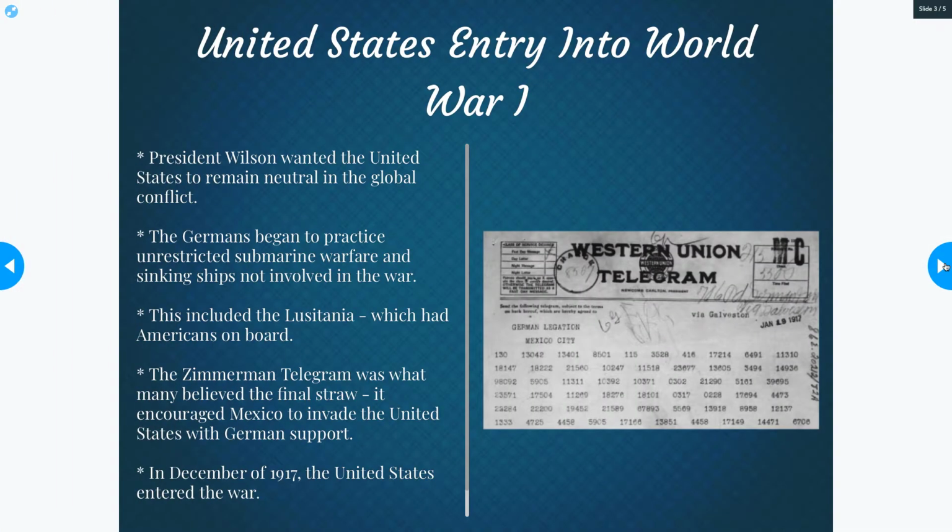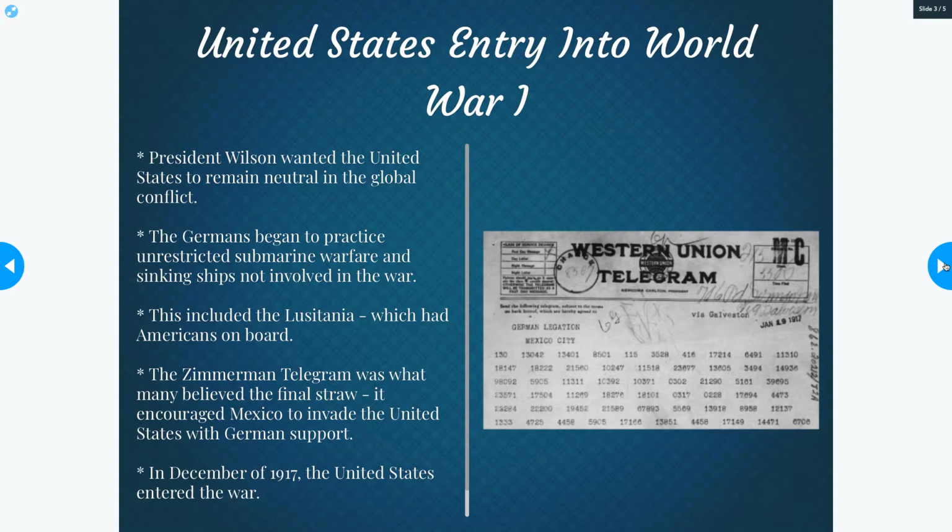So, how did we enter the war? President Wilson does not want any part of this war. He campaigns for re-election, and his campaign slogan is, "He kept us out of the war." So it's obvious he wants nothing to do with World War I. He thinks it's a European conflict, and the United States has nothing to do with it. But circumstances make it so we do have to enter World War I.